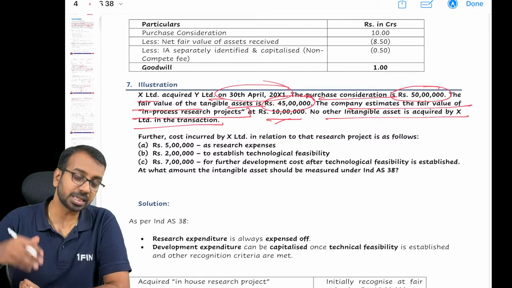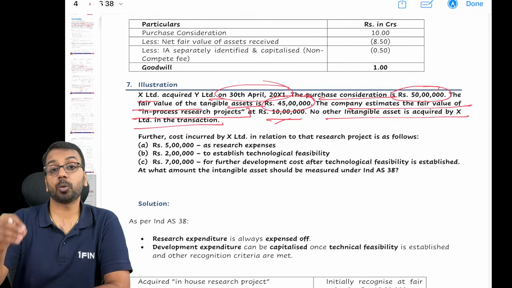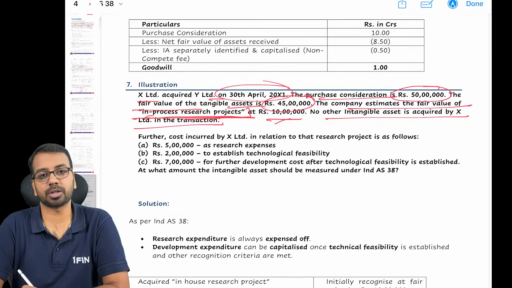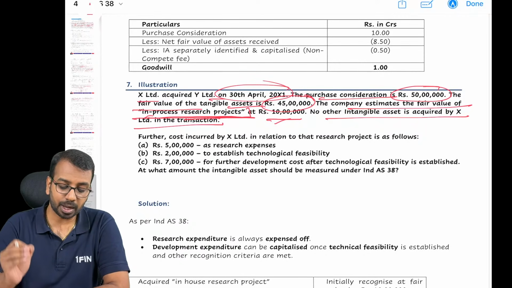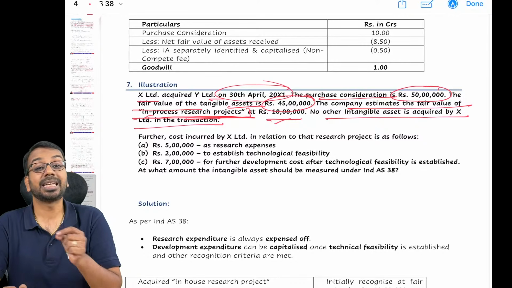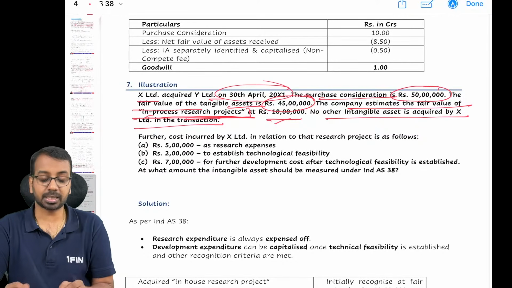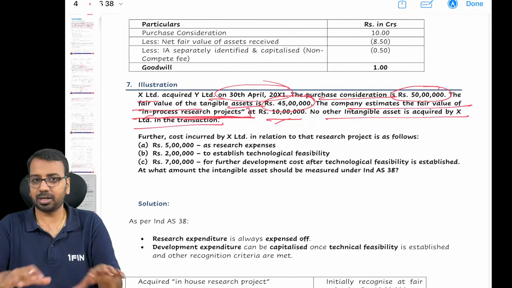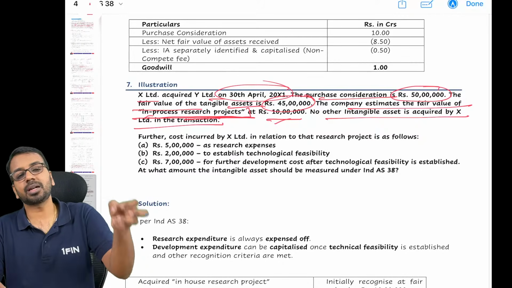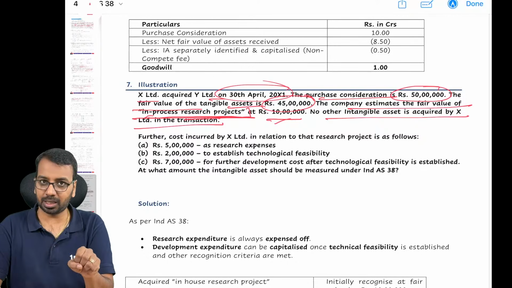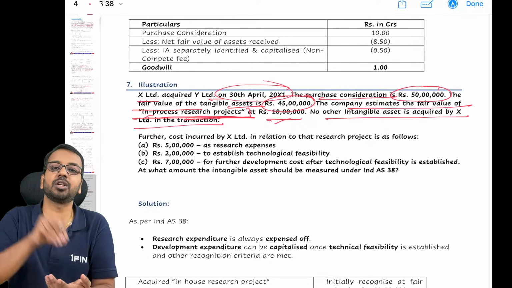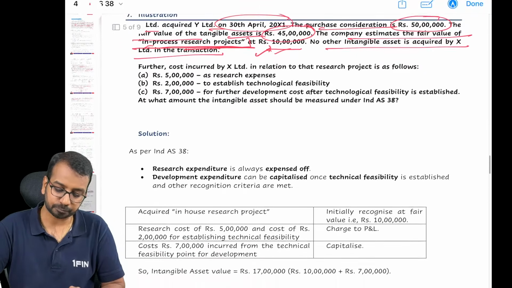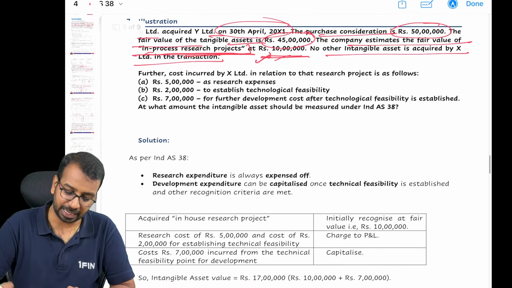Now here what has happened is, we have paid something to acquire what? In-process research project. Now if there is something to acquire in an in-process research project, can we capitalize that? Now please understand, the company which has incurred the research expenses, they cannot capitalize. But if some other company is acquiring that research work done, they are attributing some value to the research work, so this will be capitalized separately at fair value of 10 lakhs.